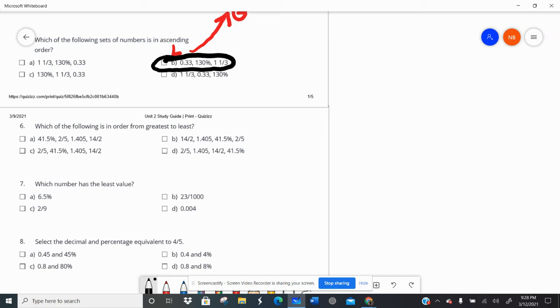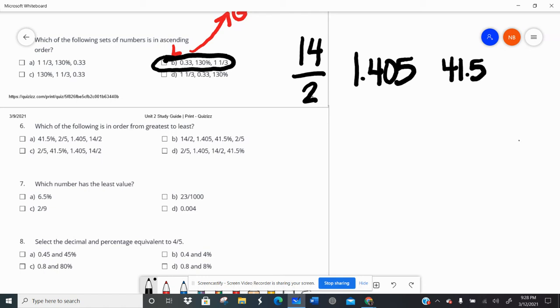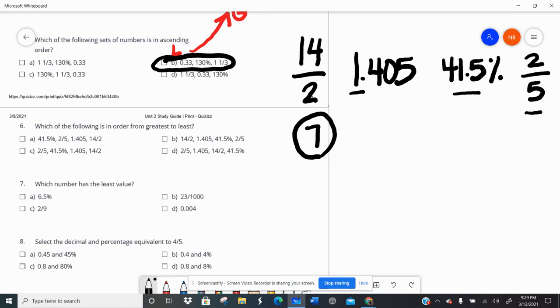All right, so let's see. It says, which of the following is in order from greatest to least? So let's look at these numbers. I have 14/2. That's a nice big improper fraction. 1.405, so a little more than 1. 41.5%, which is less than 1, and then 2/5. Okay, 14/2. Let's simplify that fraction. 14 divided by 2 is 7. 7 whole things. Then I have 1 whole thing, less than 1 whole thing, less than 1 whole thing.